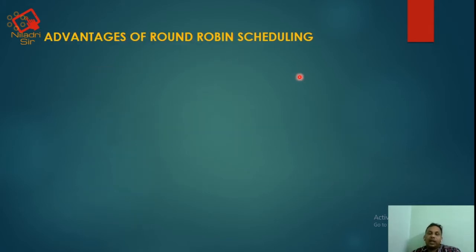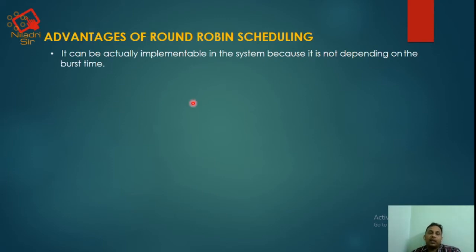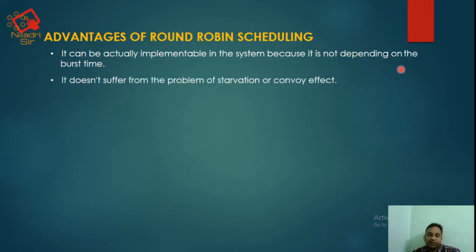Now, what are the advantages of the round robin scheduling algorithm? It can actually be implemented in the system because it does not depend on the burst time. It will only give a process the quantum time. If the process wants to execute, it will execute. Otherwise, it will give that time to the next process.